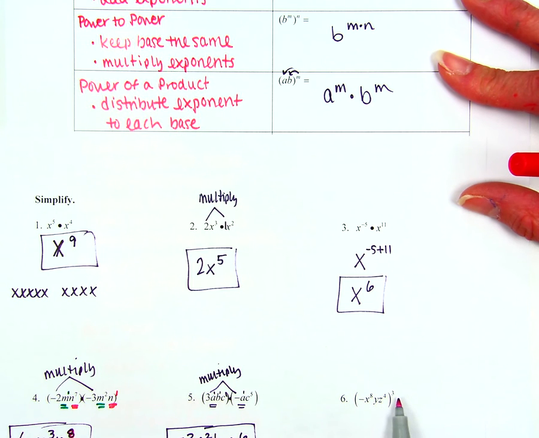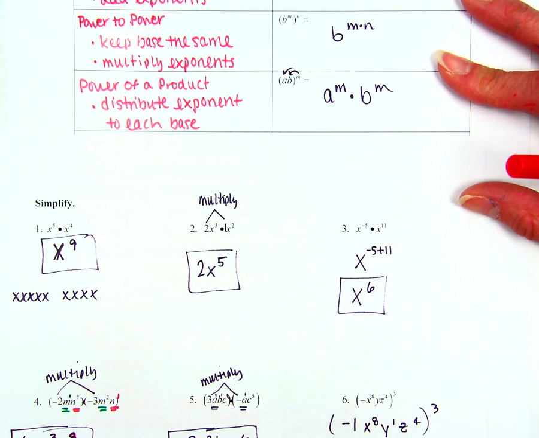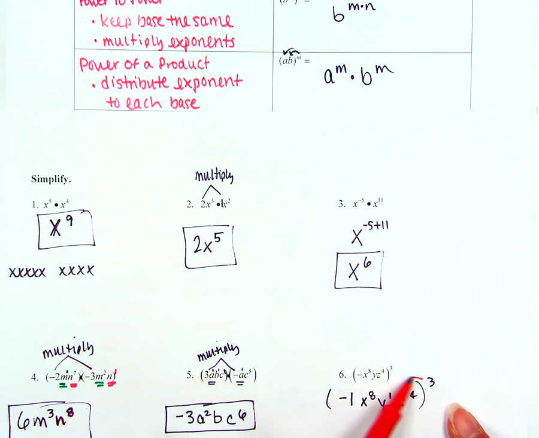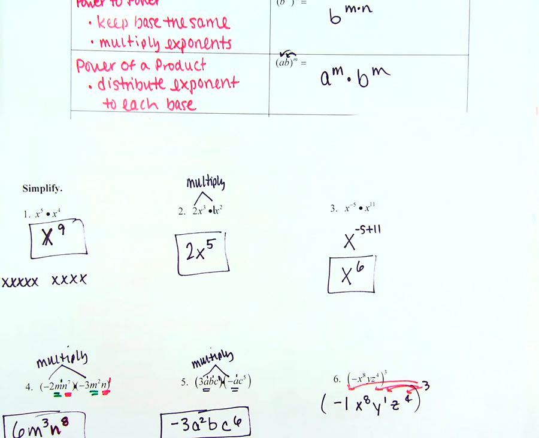Everything here is being raised to the third power. So that includes our coefficient. I'm going to rewrite this as a -1, 8, x to the 8th, y to the 1st, and z to the 4th, just so we know where there's implied 1s. So we have -1 to the 3rd. We're just going to distribute this to everything. So there's 4 things to distribute it to.